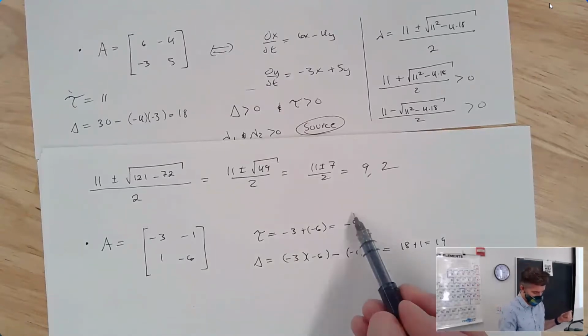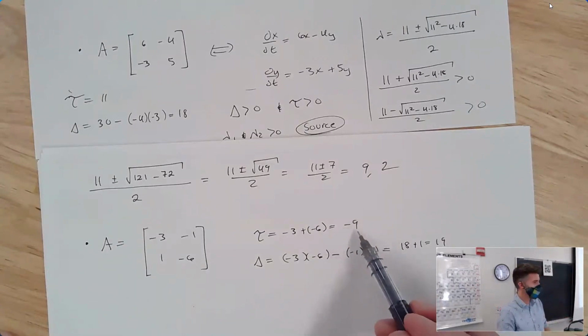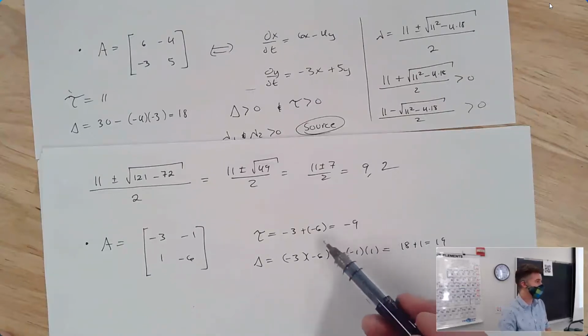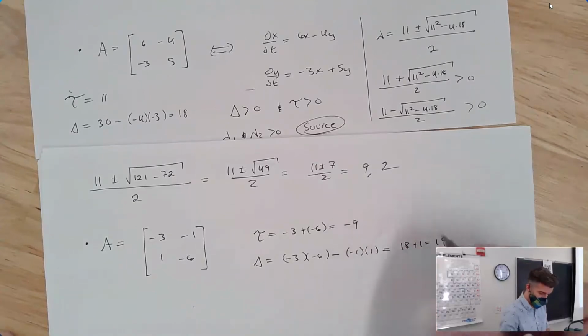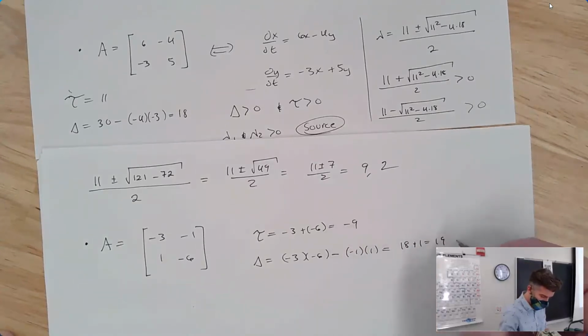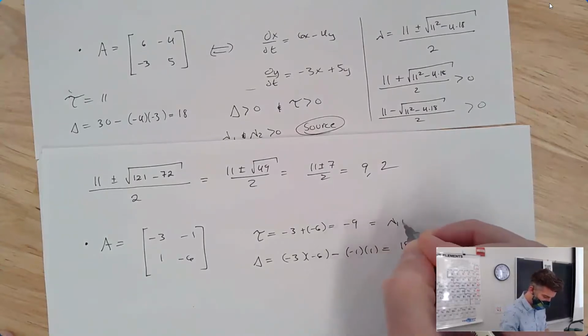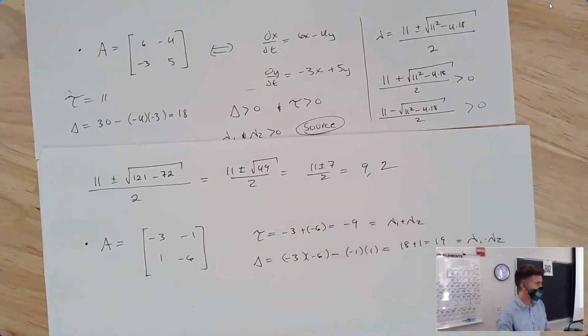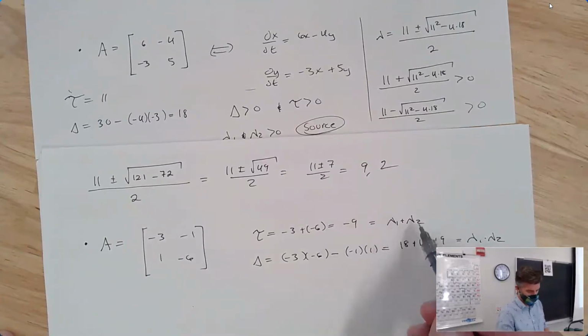And the trace is negative. And the eigenvalues have to add up to the trace. So the eigenvalues both have to be the same sign. They both have to be negative. So eigenvalues multiply to this. Eigenvalues add up to this. They have to be negative because they added to a negative.